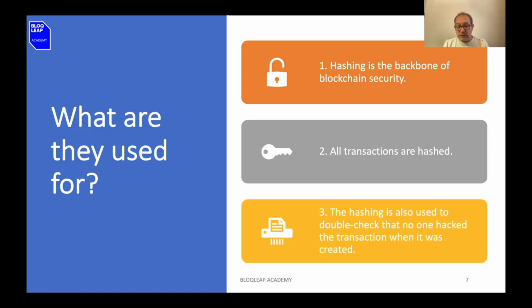Every single transaction inside the ecosystem has been hashed, and every transaction has a hash. Again, I repeat, hashing is also used to double check that no one hacked the transaction when it was created. And when the miner is putting the transaction in a block, the miner has to double check, going back to see if the hashes they are putting in the block are valid, okay? All right, so I think I'm done.